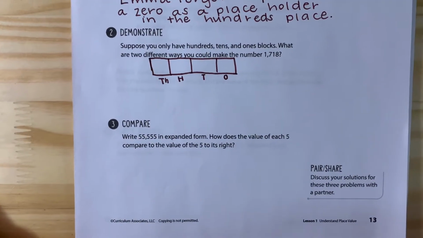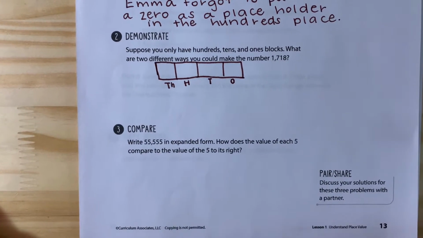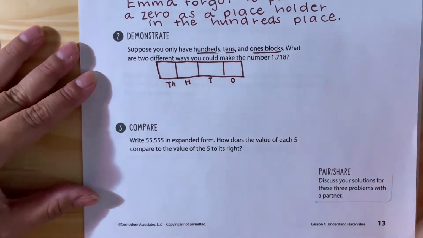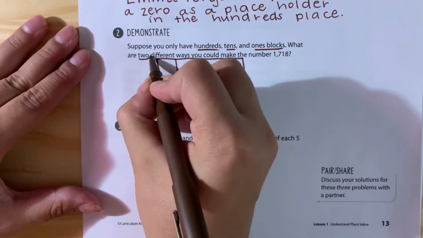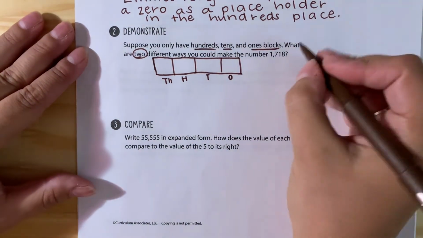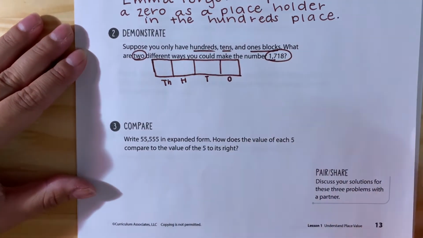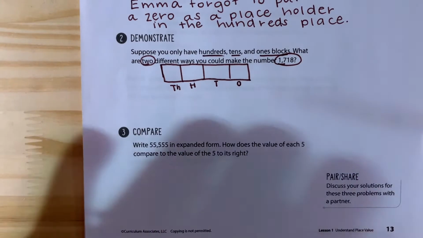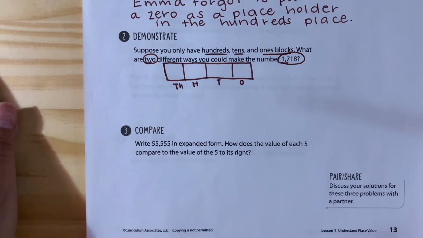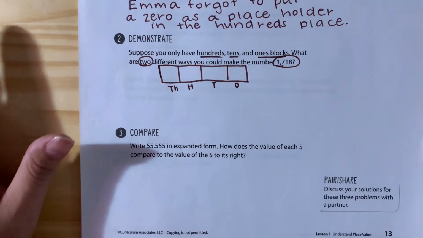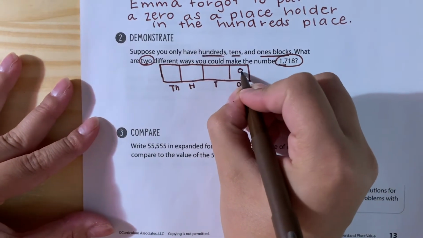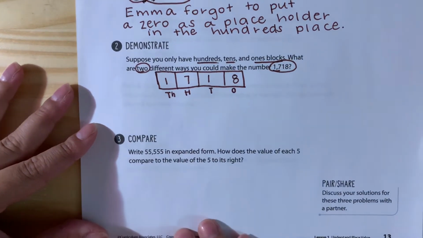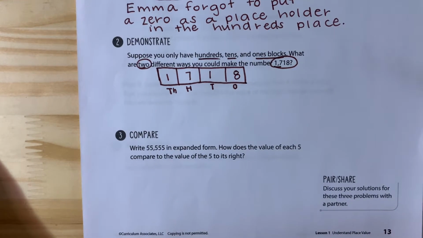So moving on, number 2 is saying, suppose you have hundreds, tens, and ones blocks. So I'm going to underline that because the only thing they're giving us. What are 2 different ways you can make the number 1,718? So say we don't have anything to do with thousands. All we have is hundreds, tens, and ones place value blocks, and we need to show this number. So to help us, I'm just going to first write this as it would show up in our place value chart, so it's easier to think of it as in place value blocks.